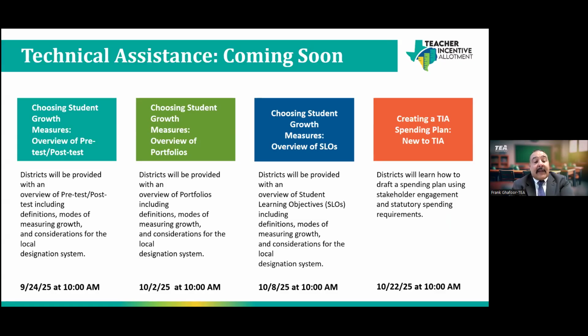The following Wednesday, on 10/2, or October 2nd, at 10 a.m., we will do our Choosing Student Growth Measures overview of portfolios. That's going to be led by our ESC1, Texas SLO, and Portfolio Hub. They're also going to have a district panel, and you're going to be able to ask experienced districts how they implemented and prepared to do portfolios. On 10/8, we will be doing our overview of SLO session at 10 a.m. That one is also going to be led by that ESC1 hub. There will be an associated district panel with that too.